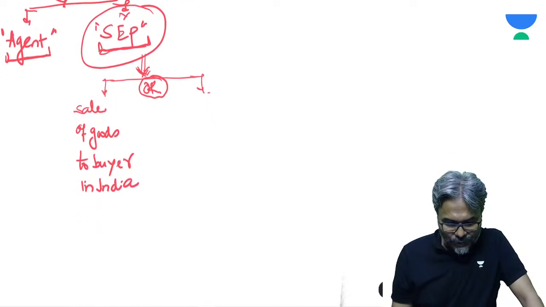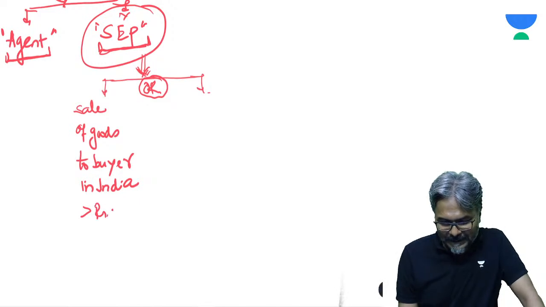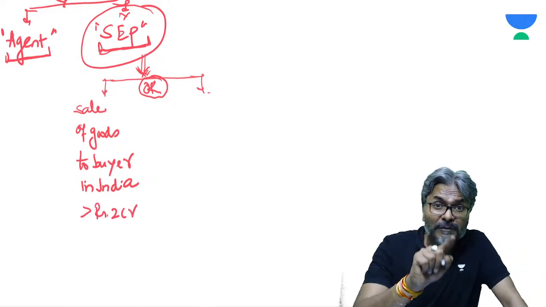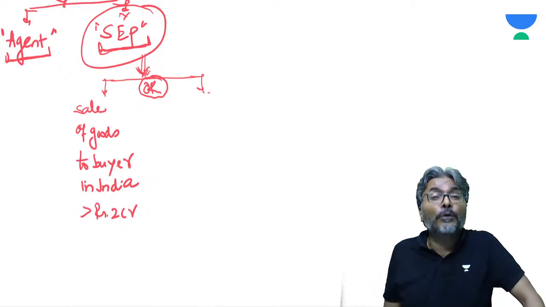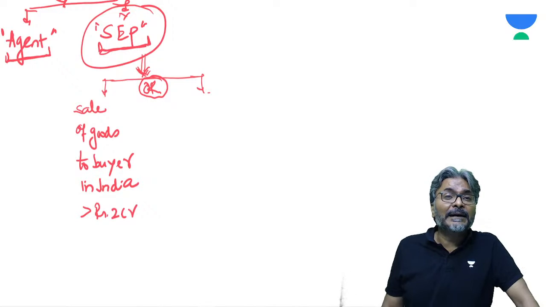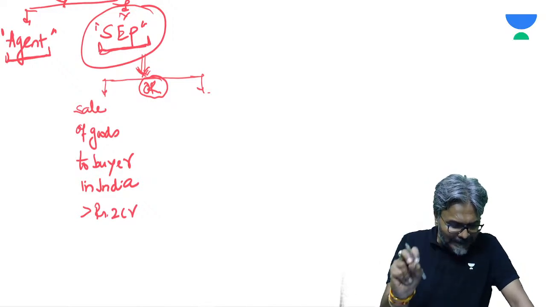The sale of goods to a buyer in India of how much? Of more than rupees 2 crores. Please don't use the word resident in India. We don't know whether he is a resident or non-resident. We don't know. What is the only criteria? When you have to write, please write it properly in the examination.